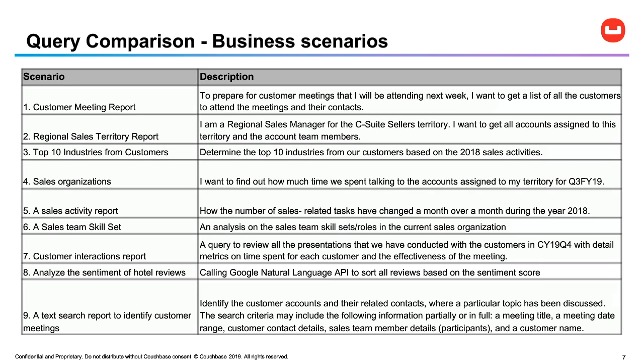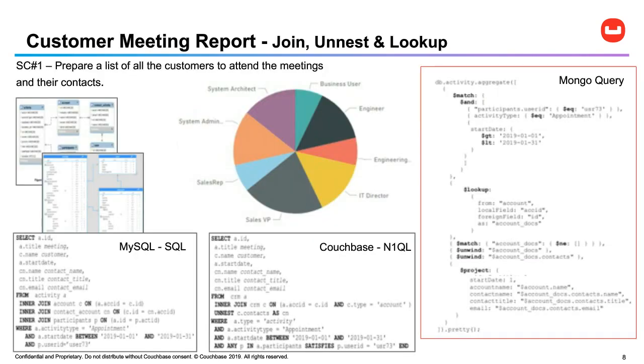Now, I'm not going to go through all of them. I'm just going to pick a couple of examples in the report that they have. And if you want more information, you can look at the reports that have been published, and we can see the detail in terms of how they compare. So the first one here is scenario 1: prepare a list of customers to attend the meeting and their contacts.